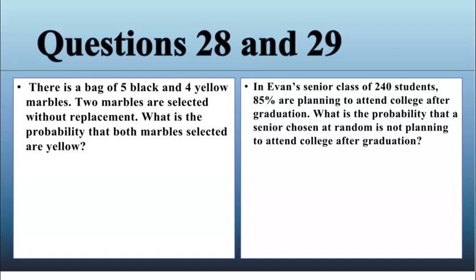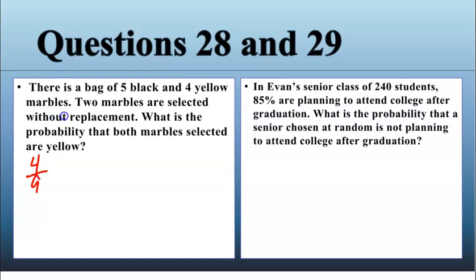Question 28. There is a bag of 5 black and 4 yellow marbles. 2 marbles are selected without replacement. What is the probability that both marbles selected are yellow? So we have a total of 9 marbles. Out of the 9, there are 4 yellow. So the first pick, you have 4 out of 9 to get a yellow.